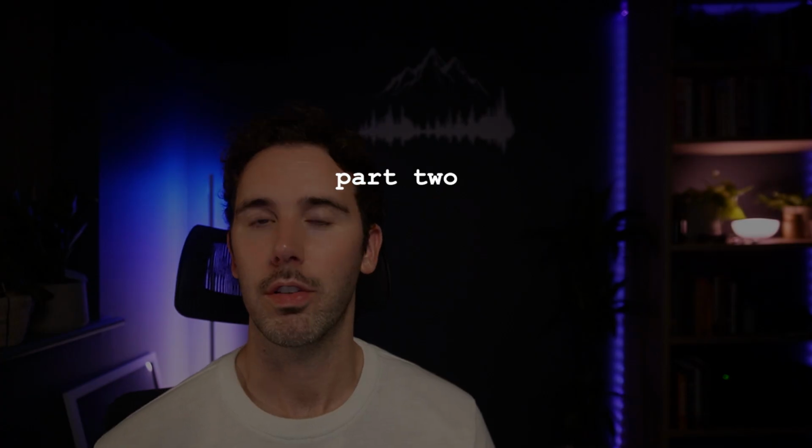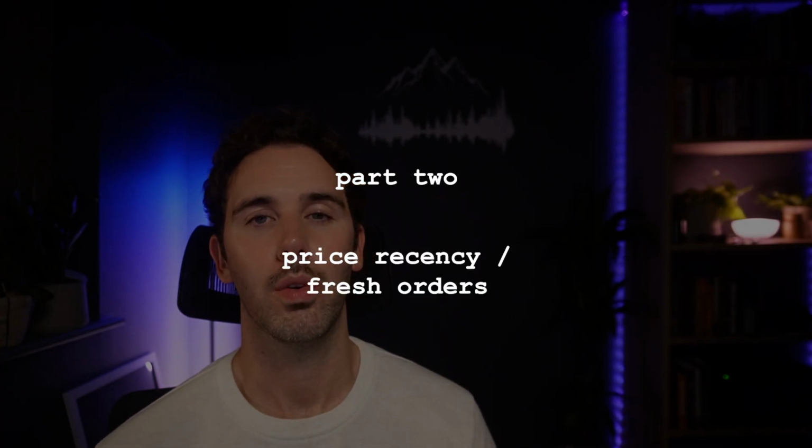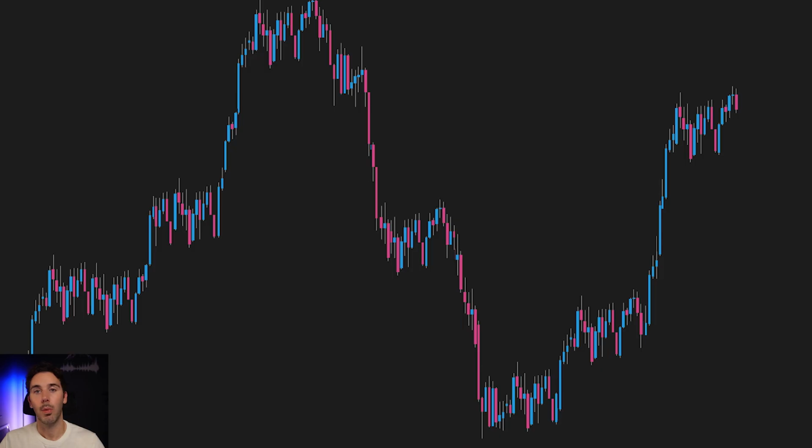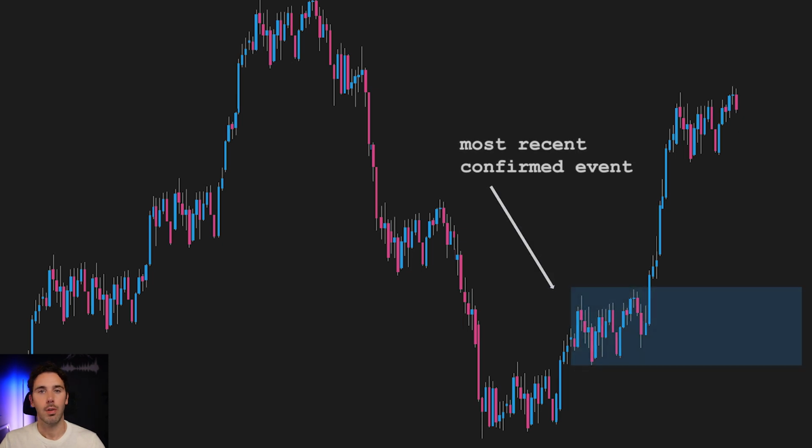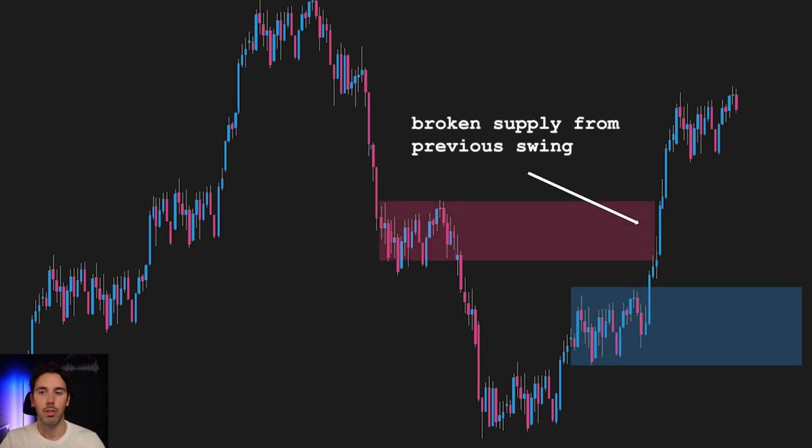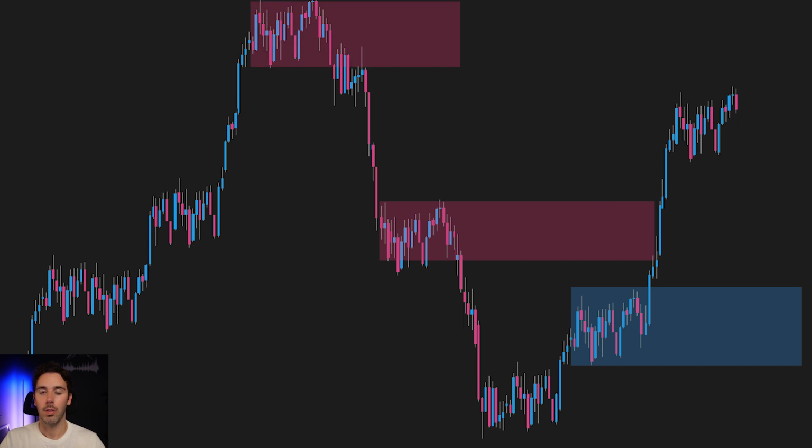So let's look at the second most important thing, price recency, or fresh orders, as I like to call it. If you're looking at the logic of supply and demand, i.e. at this last level of consolidation, that's where there were more buyers and sellers. This is the most recent thing that happened. It's where buyers took place to break resistance on the previous swing. So if you see here, we have two swings over, another consolidation area of supply, and another consolidation area of demand.